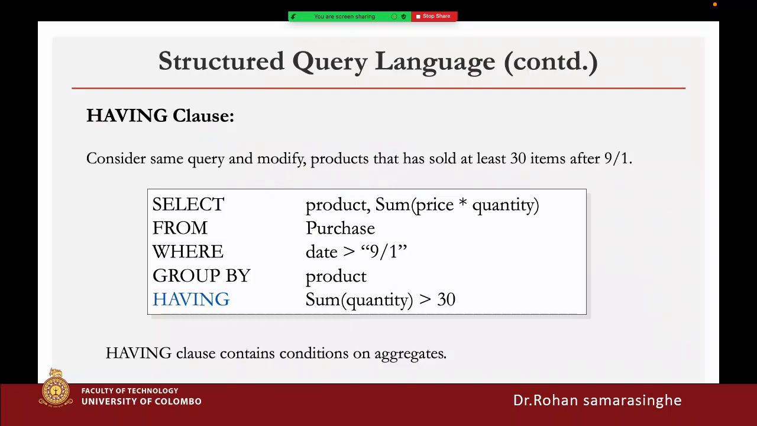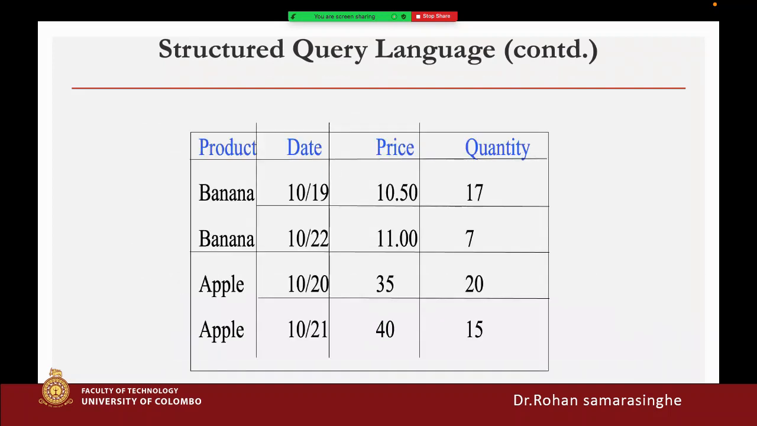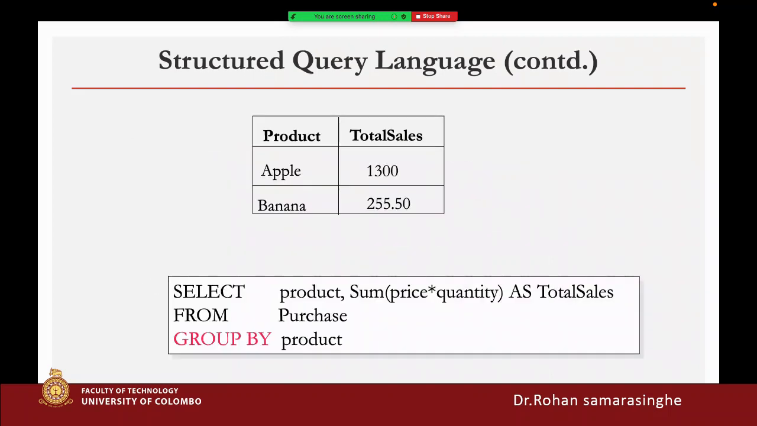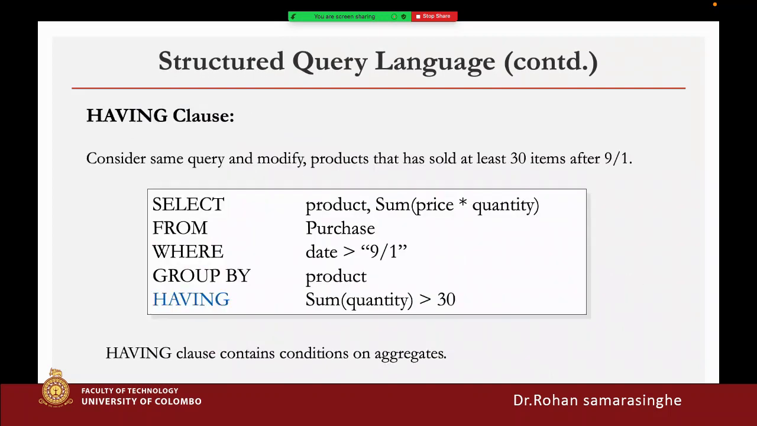Always you can see this. The HAVING clause contains the conditions on aggregation. Get the summation of the quantity. Group by the product, then get the summation of the quantity only, and see whether it is greater than 30. Okay, I think you could understand this query.